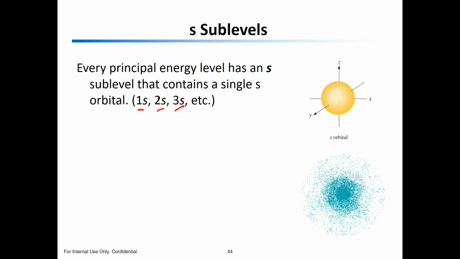I could have a 1s, 2s. How many electrons could be in the 1s? Anyone give me a number? How many electrons can be total in the 1s orbital? 2. How about the 3s? How many maximum? 2. If it's an s orbital, it can only have up to 2, but it could have less. It could have 1 or 2, maximum 2. But the number in front just tells us which s orbital we're talking about.